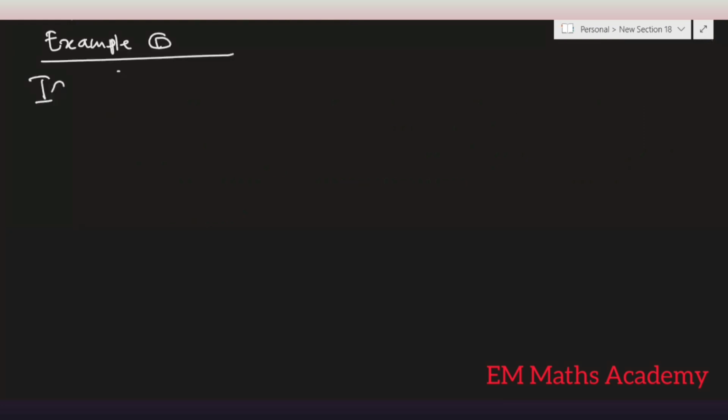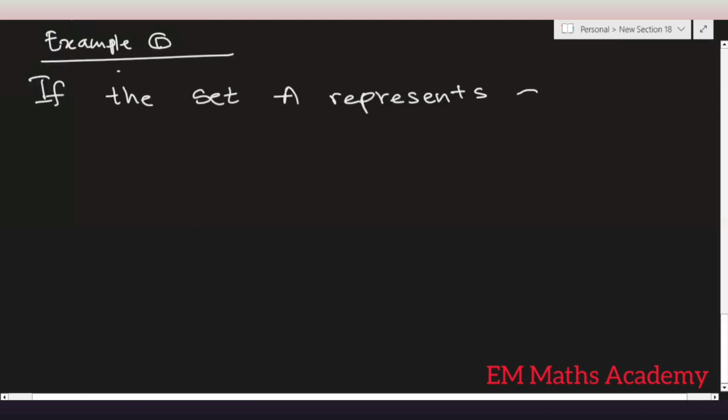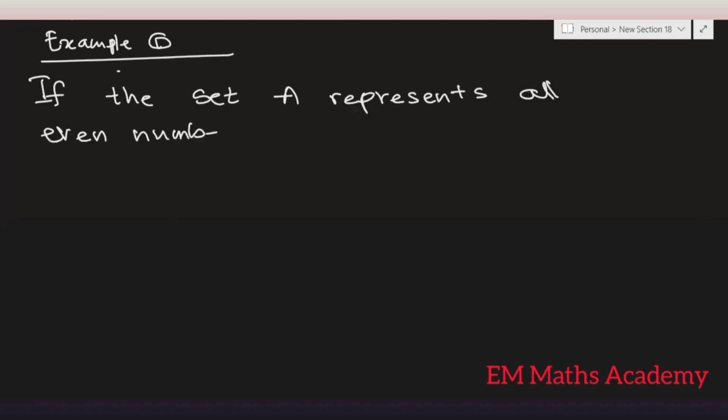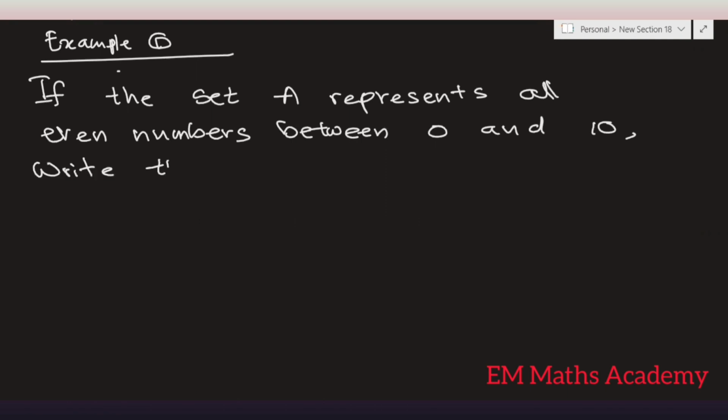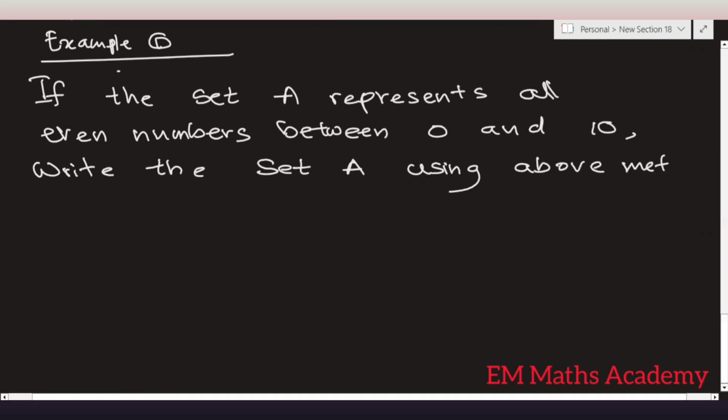If the set A represents all even numbers between 0 and 10, write the set A using the above methods. Okay, by using the above methods, let's see how we represent the set A.